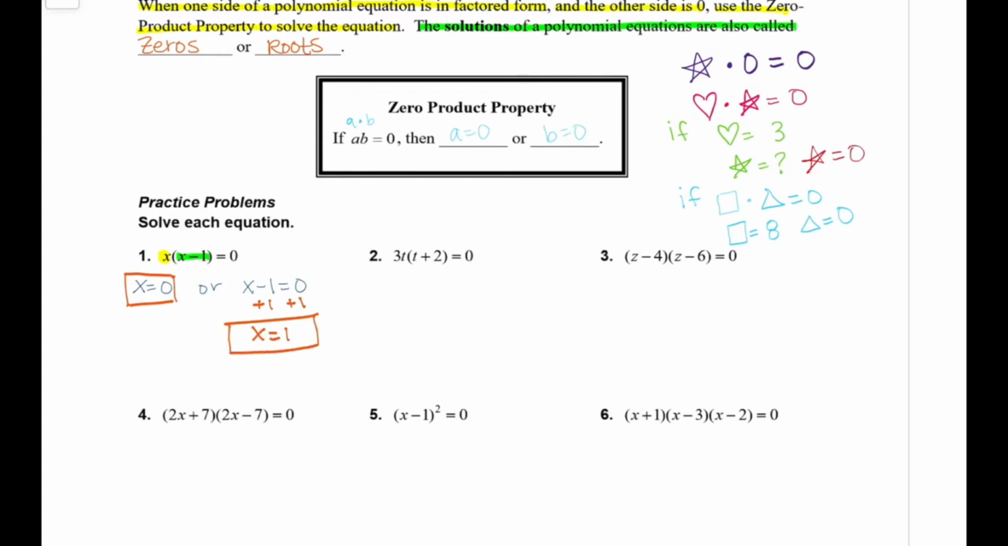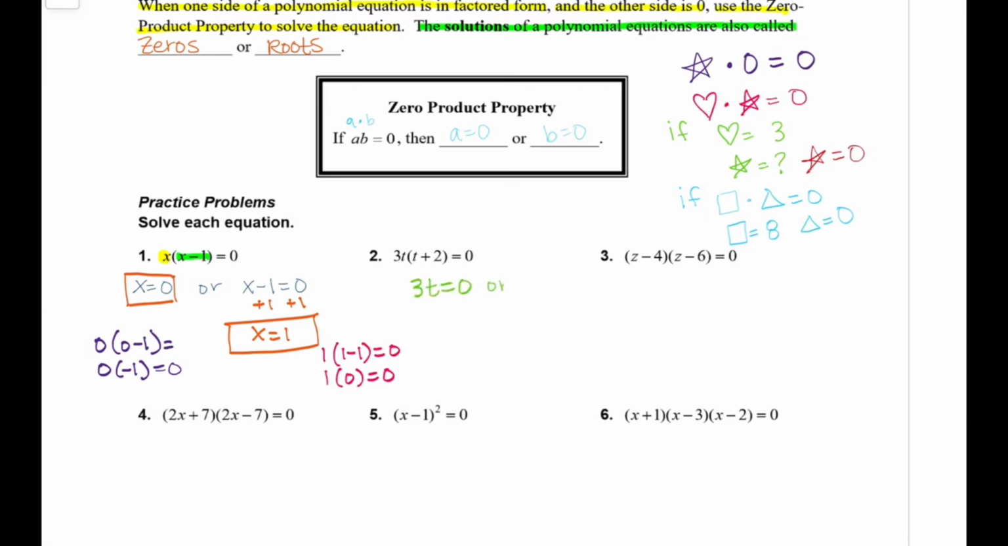Now if I were to check this, if we plug 0 into this equation, 0 times 0 minus 1, that's 0 times negative 1, which gives me 0. If I put a 1 in, I have 1 times 1 minus 1 equals 0. 1 times 0 equals 0. So no matter which one I pick, they will give me 0 in the end if I have x equals 0 or x equals 1.